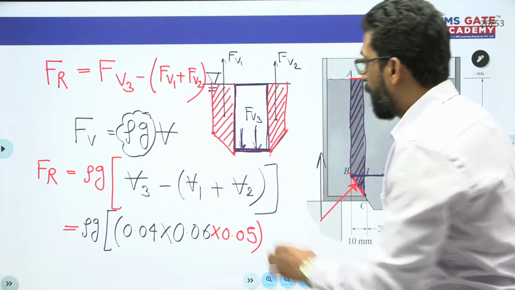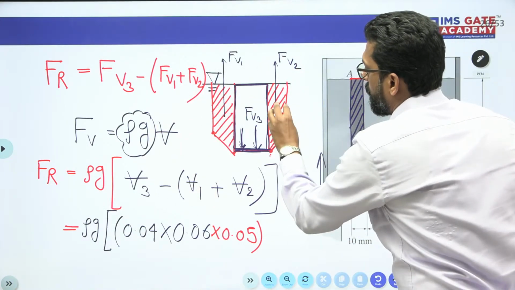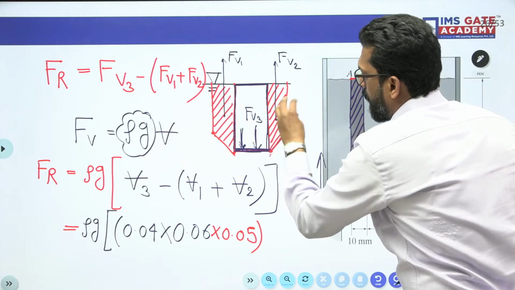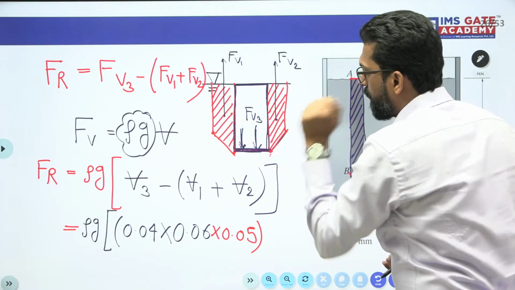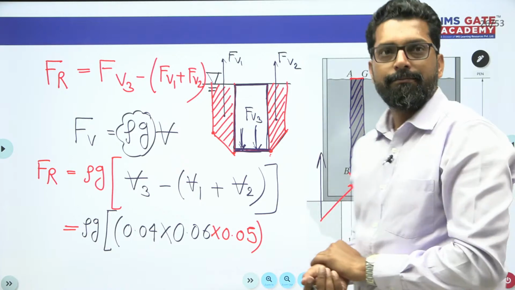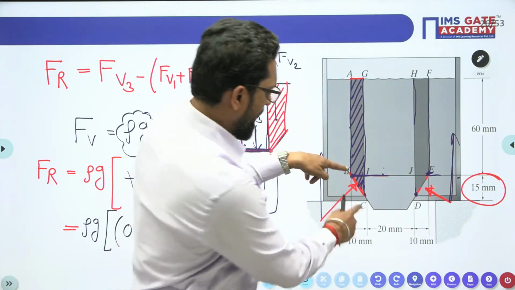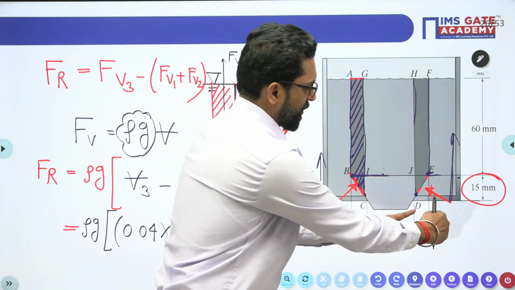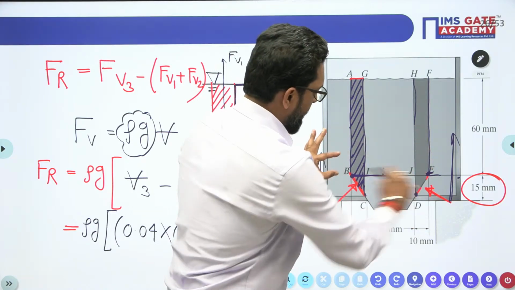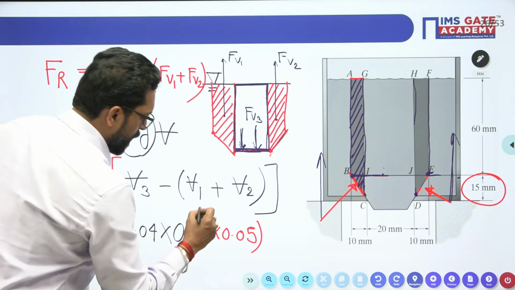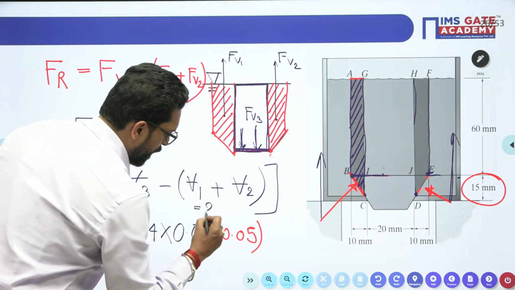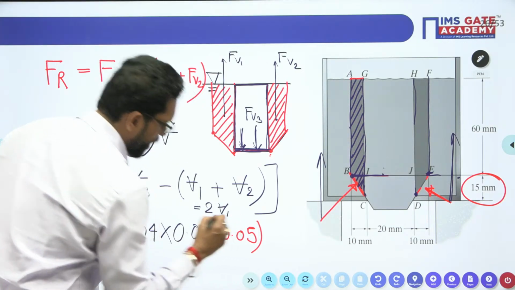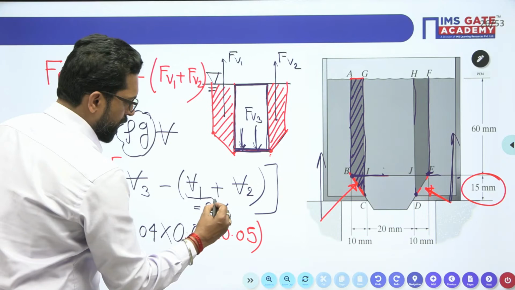Now we take the volume of this hatched portion, the red color portion. So what is the V1? V1 and V2 are the same. See the beauty. Why? Because this is 10, this is 10, this is 15. So this height is the same. So these are the same. So we take 2 of V1. No problem.